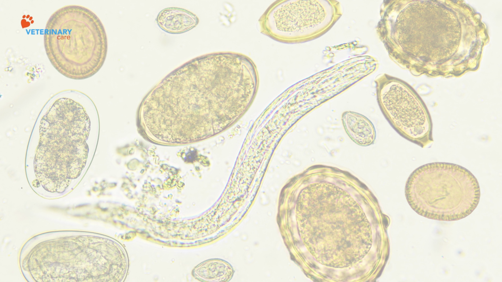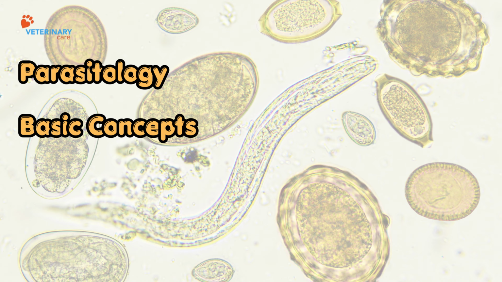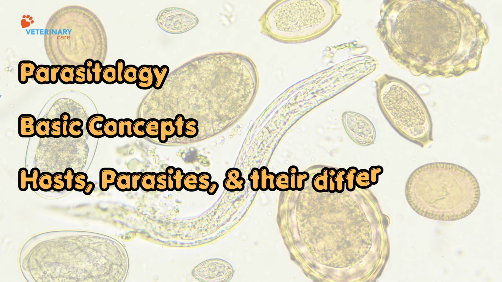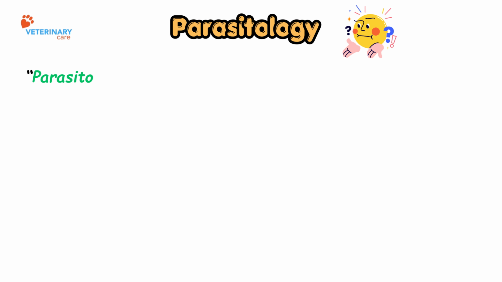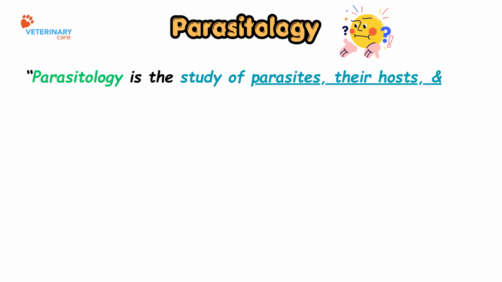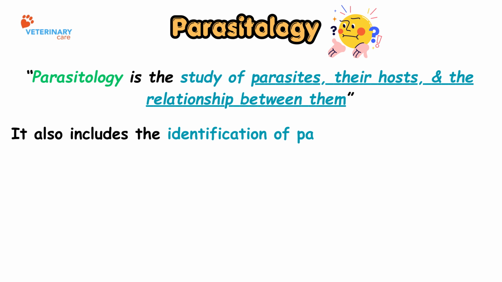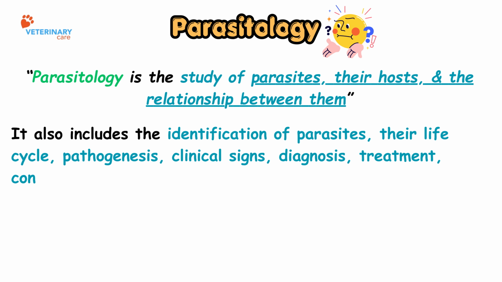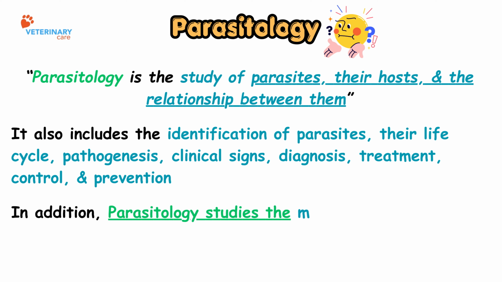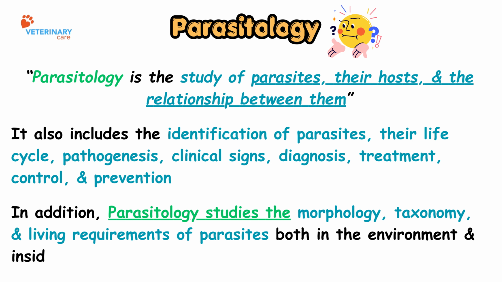Hello everyone. Today we are going to study parasitology, starting from the basic concepts and then gradually understanding hosts, parasites, and their different types. So first, what is parasitology? Parasitology is the study of parasites, their hosts, and the relationship between them. It also includes the identification of parasites, their life cycle, pathogenesis, clinical signs, diagnosis, treatment, control, and prevention. In addition, parasitology studies the morphology, taxonomy, and living requirements of parasites both in the environment and inside animal hosts.